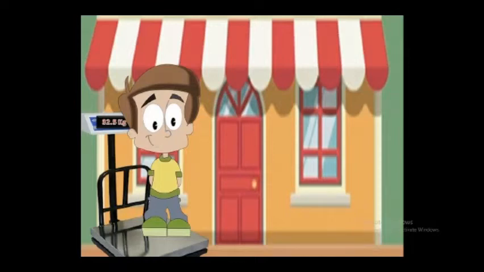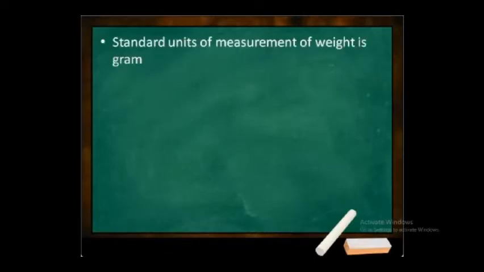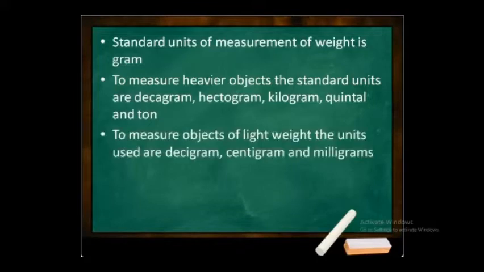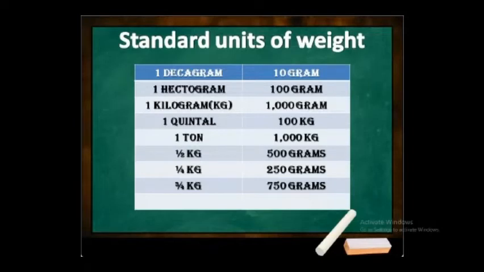Now there are different ways of measuring. The standard unit of measurement of weight is grams. To measure heavy objects, we use units like decagram, hectogram, kilogram, quintal and tons. And to measure light objects, we use units like decigram, centigram and milligram. So these are the different weights. Now we will compare them.